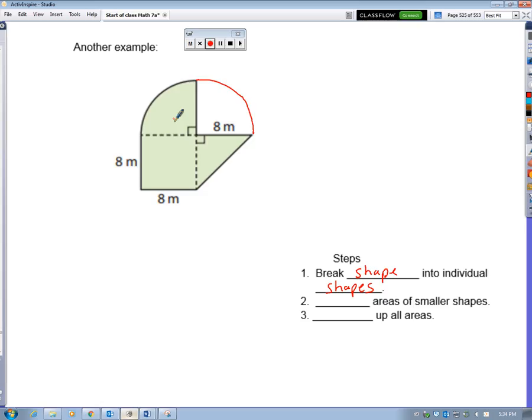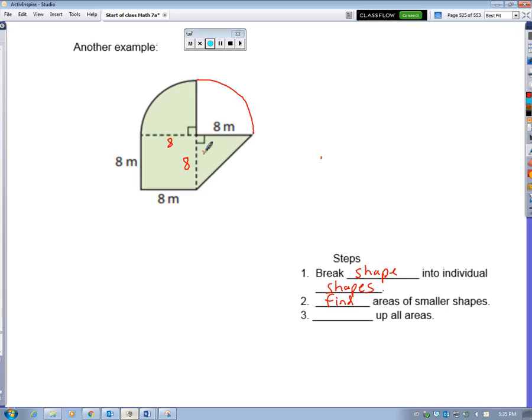I'm going to label my numbers here that are missing. Okay, this is a good habit to get into. So we got that and we got that. So that's the numbers that we can label. Now let's go ahead and move down to step number 2, and let's start to find the areas of the smaller shapes.